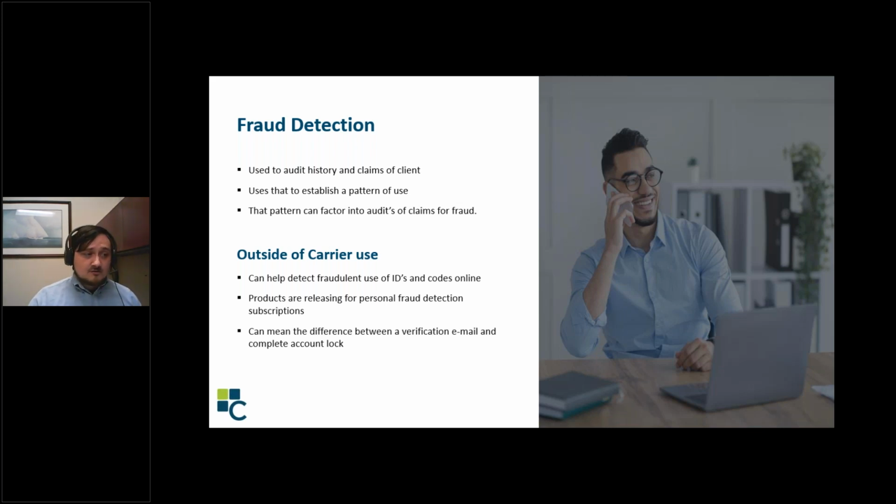Outside of Humana's carrier use, fraud detection is really a huge deal for AI. It's used to help detect fraudulent use of IDs and codes online. Different products are releasing for personal fraud detection that use AI. I think LifeLock is doing this, but don't quote me on that. And then lastly, it can really mean the difference between a verification email and a complete account lock as far as banks are concerned.